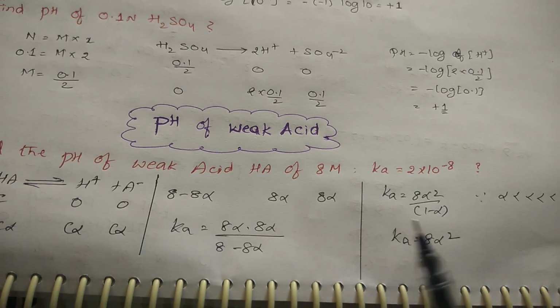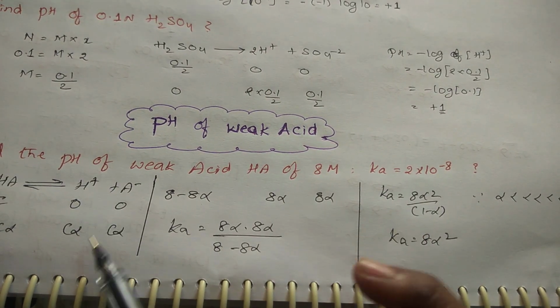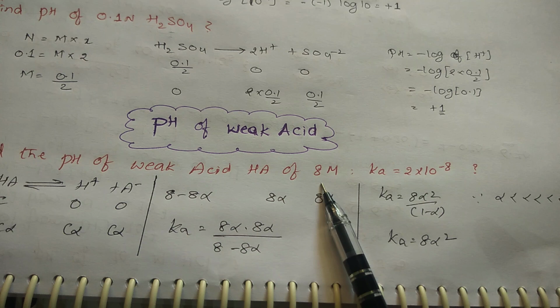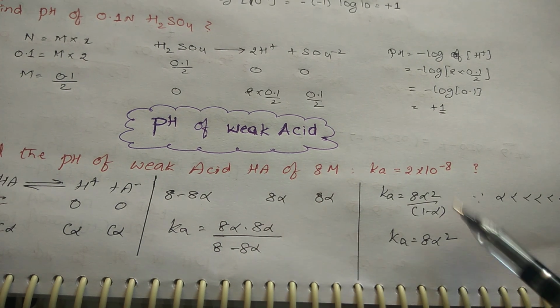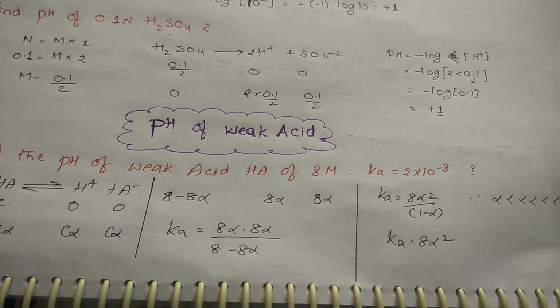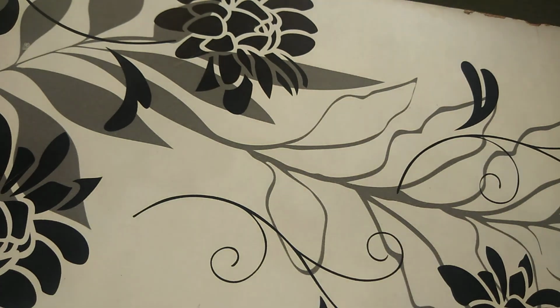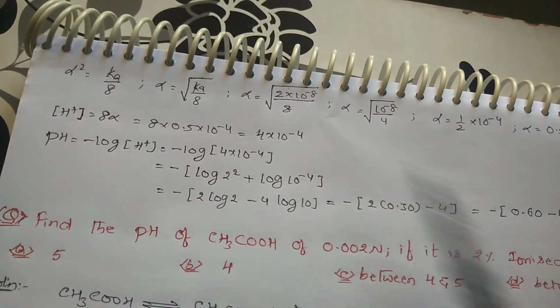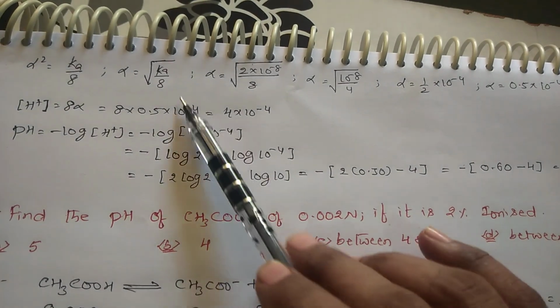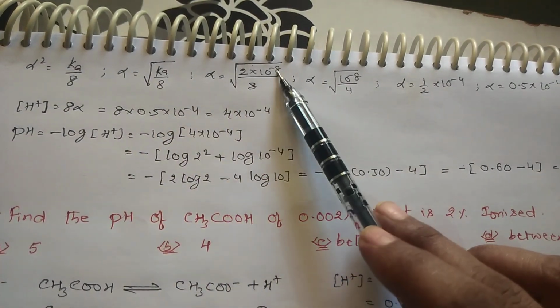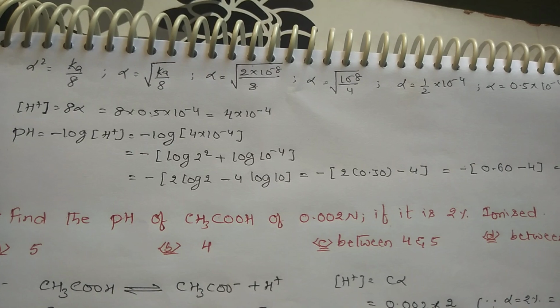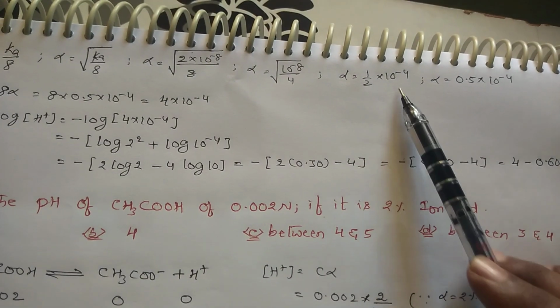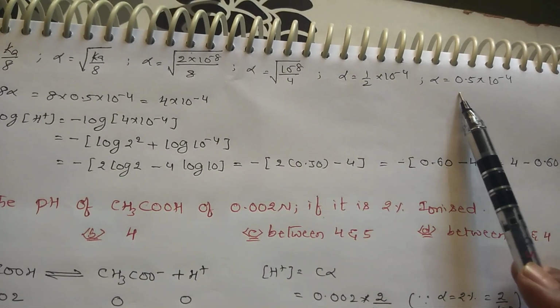But you want H plus, right? H plus is C into alpha. You know C is 8, so H plus is 8 into alpha. Whatever value you have got for alpha, you use it here. So I am solving that. Alpha square is equal to Ka by 8. Alpha is equal to 2 into 10 power minus 8 by 8. Alpha is equal to 10 power minus 8 by 4. So alpha is equal to half into 10 power minus 4, or it is equal to 0.5 into 10 power minus 4.